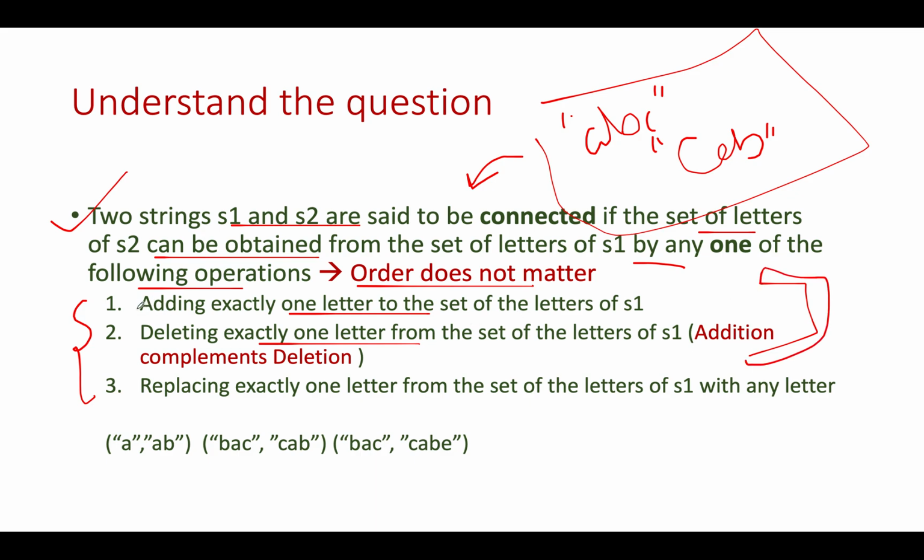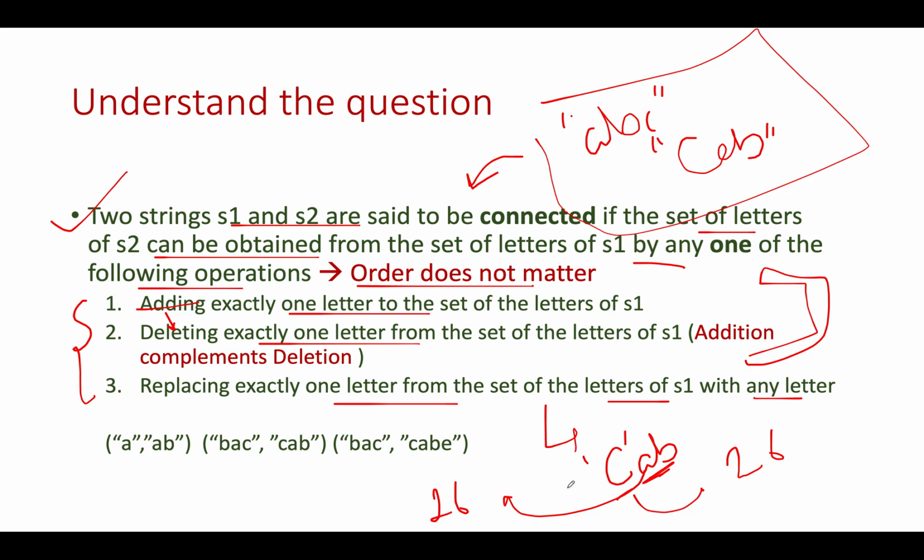And instead of going for the addition one, we can go for the deletion one and it will do the same thing. The third one is replacing exactly one letter from the set of S1 with any other letter. That simply signifies that if you have a word named ABC, then you can simply replace C with any of the 26 characters that we have. Obviously, you don't want to go for the duplicate ones. Similarly, you can replace A with any of the 26 characters, and C and B are prohibited because they're already present in the string. So these are two important constraints to remember.